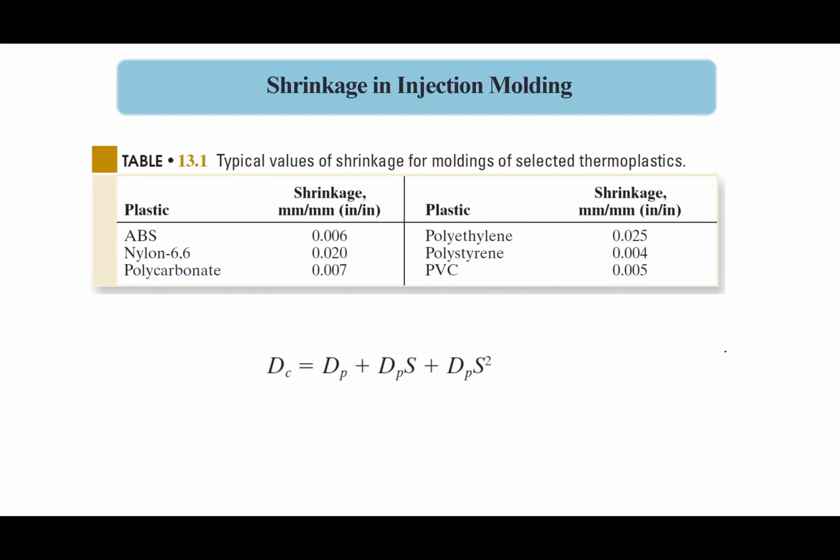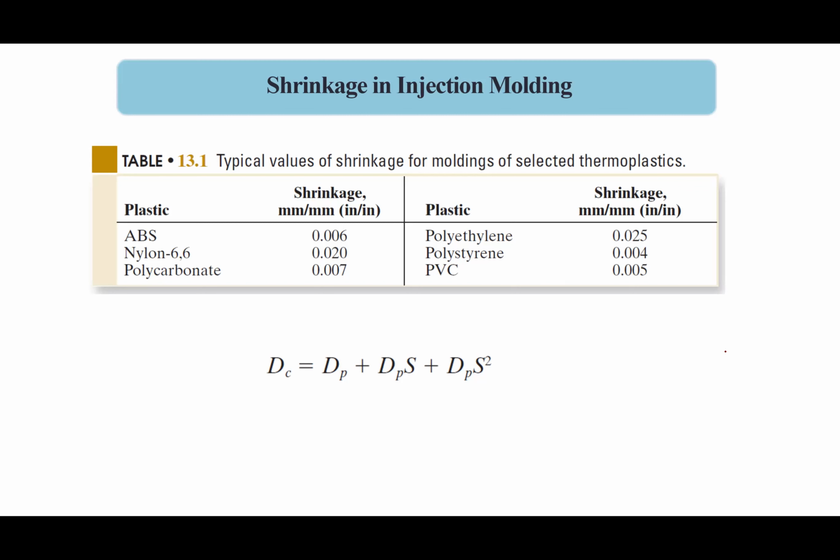This is very important for injection molding: shrinkage. Whenever a material is subjected to high temperature, it expands. When you are taking off the heat, that means you are removing the heat and cooling it, then the material will shrink.